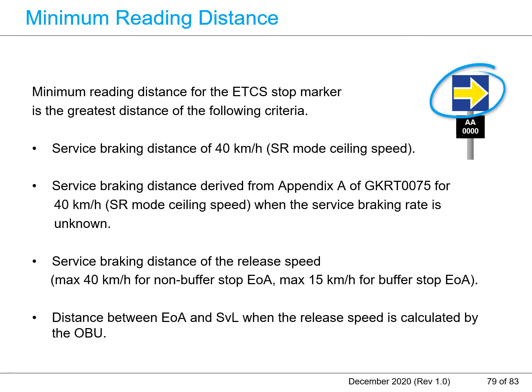The minimum reading distance for the ETCS stop marker is the greatest distance of the following criteria: the service braking distance of the 40 km per hour for the SR mode ceiling speed, or the service braking distance derived from Appendix A of GKRT 0075 for the 40 km per hour of the SR mode ceiling speed, when the service braking rate is unknown, or the service braking distance of the release speed, which is the maximum 40 km per hour for the non-buffer stop EOA, or the maximum 15 km per hour for the buffer stop EOA, or the distance between the EOA and the SVL, when release speed is calculated by the OBU.